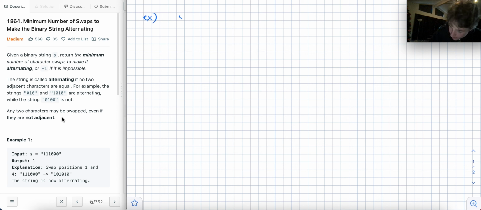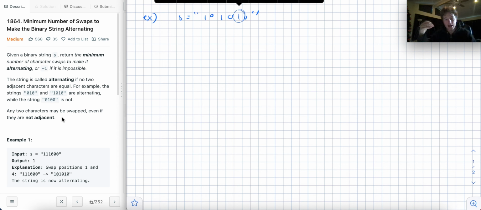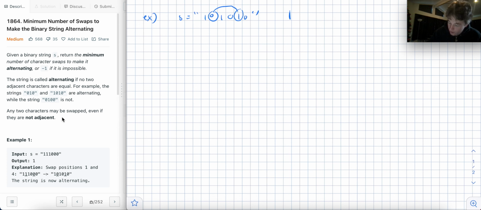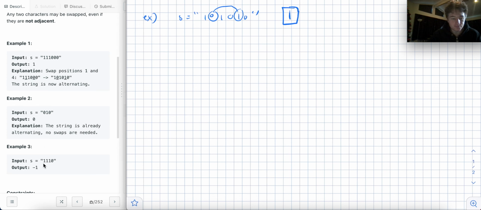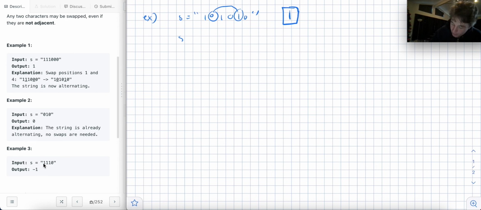So we have S equals 1, 1, 1, 0, 0, 0. But if we take this 1 and swap it with this 0 over here, voila. Look at that. It's 1, 0, 1, 0, 1, 0. And how many swaps do we have to do to make that work? Well, we swap these two together. So that's 1 swap, and that's why the answer is 1. Would you look at that? All right, our next example, S equals 0, 1, 0. Well, we don't have to do anything because it's already alternating. So the answer is 0.